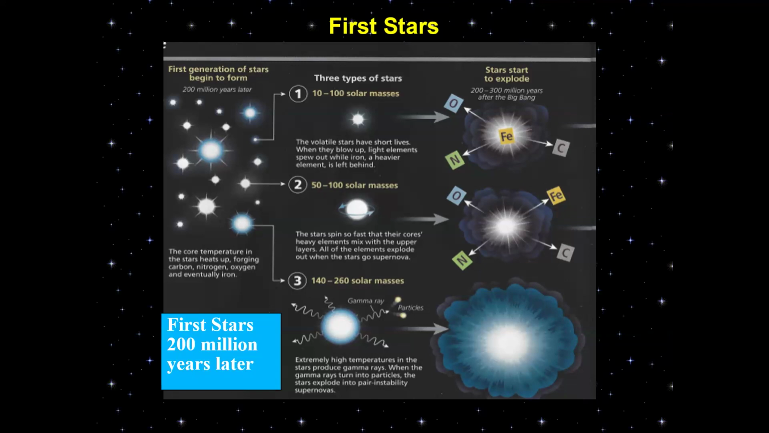But there are some models, and I'm listing only some of them here, that work better in reproducing the chemical patterns of the most ancient stars in the halo system. The first model is the faint supernova. These stars are massive, with a mass between 10 and 100 solar masses.